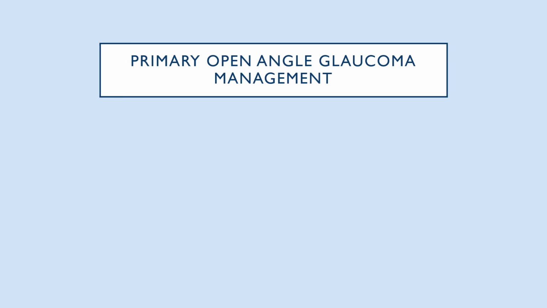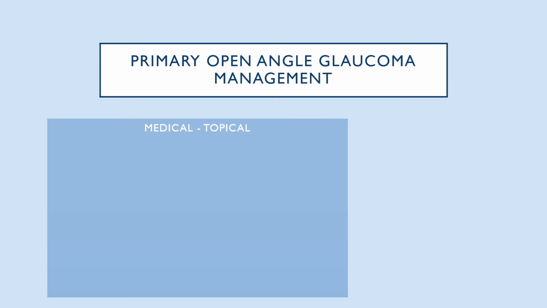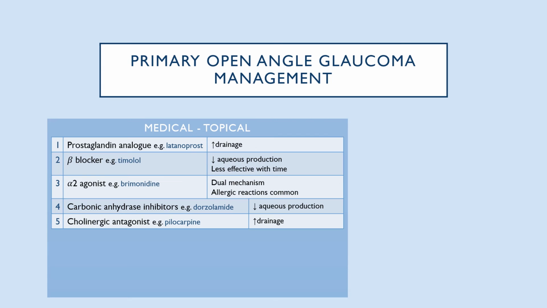So, how do we manage open angle glaucoma? As I mentioned before, this is more preventative. We want to identify it early, treat the patient to try and reduce the intraocular pressure, therefore prevent any visual field loss. So first line treatment is medical. We give topical treatment in the form of eye drops.